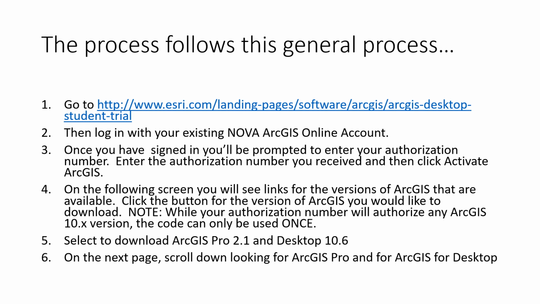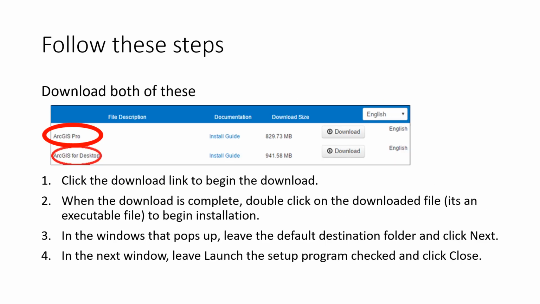On the next page, scroll down, look for Pro and the Desktop and all that stuff, and it's pretty easy to find once you start looking. The page you're looking at looks sort of like this. These are the ArcGIS Pro and the Desktop. These are the two download items you're going to download. Click the download link. It begins. It'll take a little time. These are rather large files.